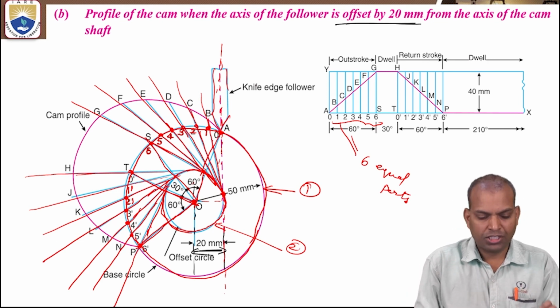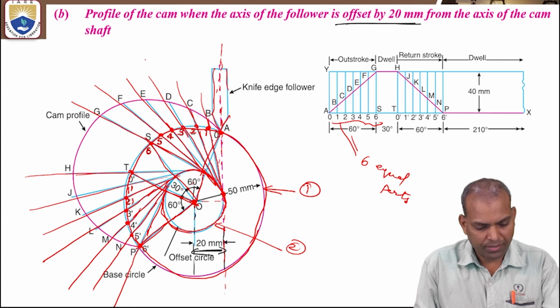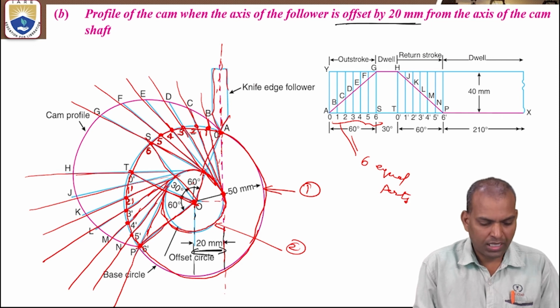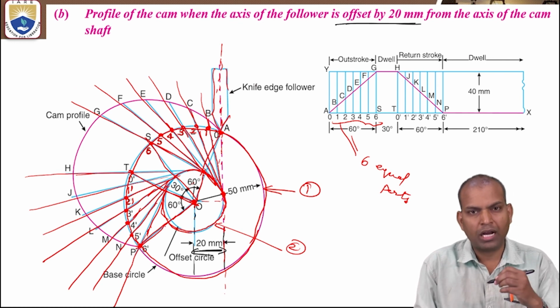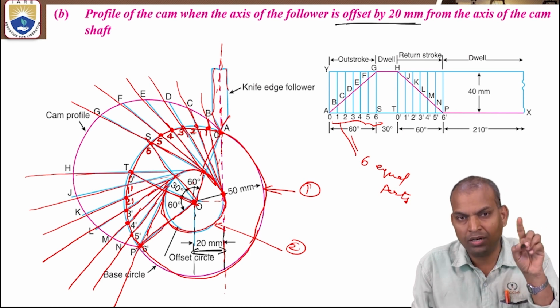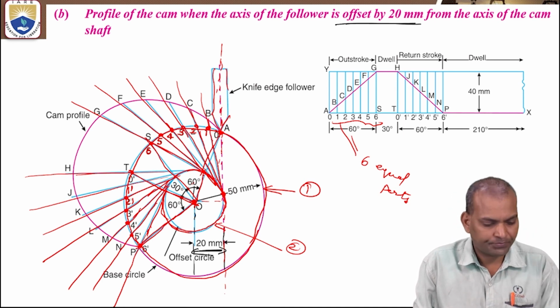Now, very important, next step. The third step is dividing the outstroke and return stroke, the fourth step is division of the circumference, and the sixth step is drawing tangential lines to the offset circle, passing through the division points of the base circle.